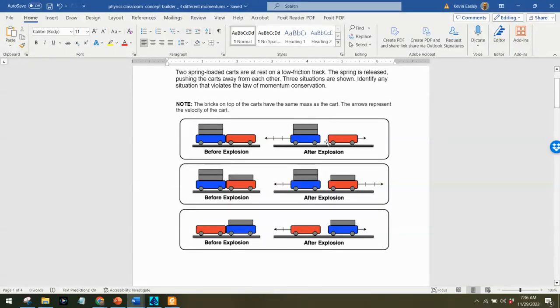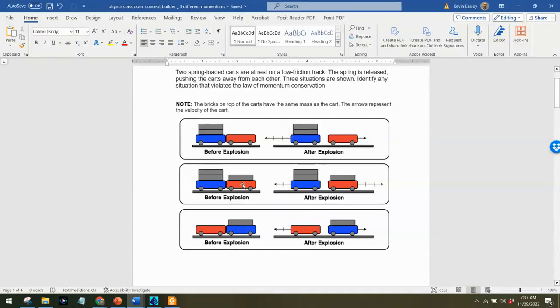So after the explosion, it's saying there would be a momentum to the left of 9 and a momentum of 1 to the right, which would be absolutely, unequivocally not true. That would violate the law of conservation of momentum, because your net momentum there would be 9 to the left minus 1 to the right, for a total of 8 to the left, which would not be equal to before, which was 0. So this one would be not true, and you would click that and it puts lines across it.